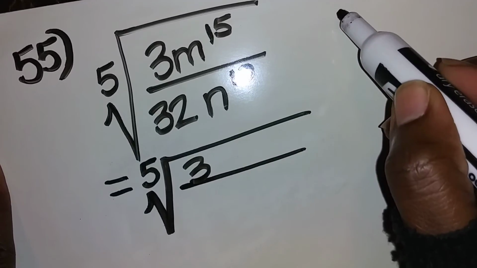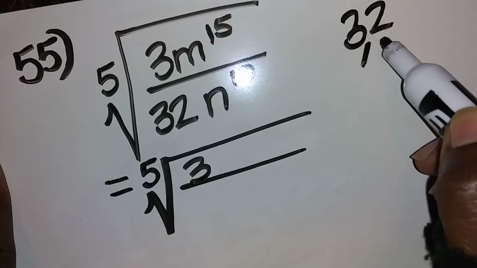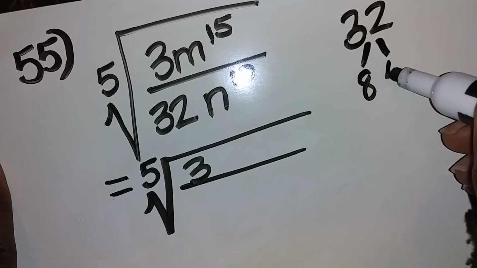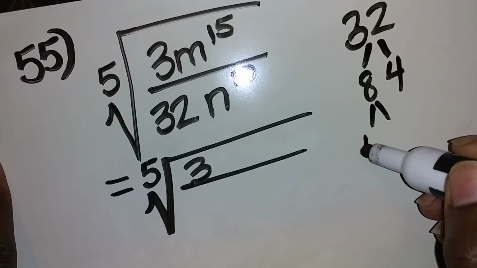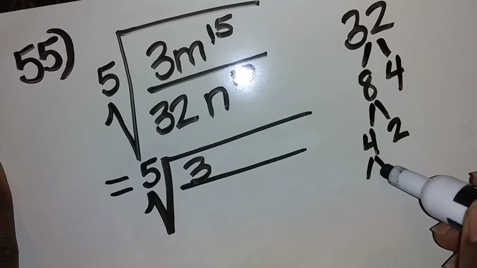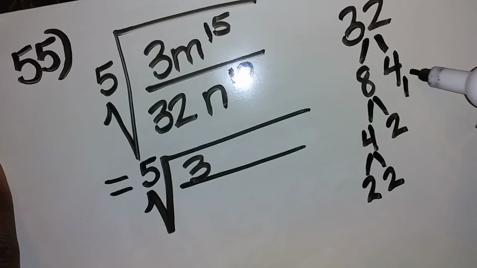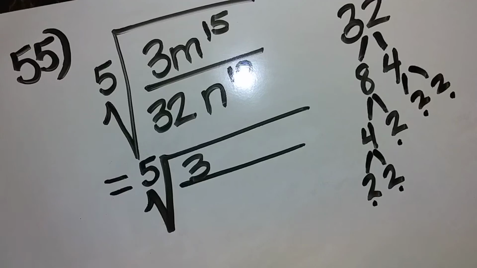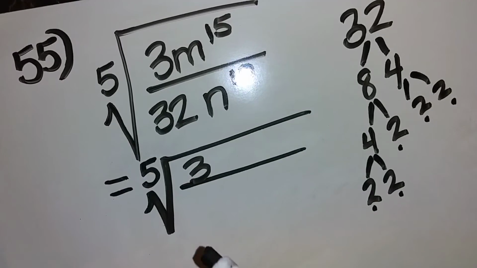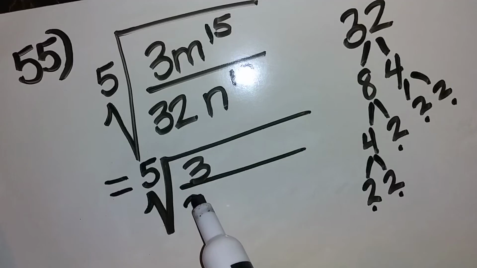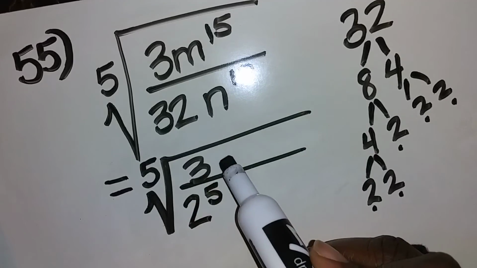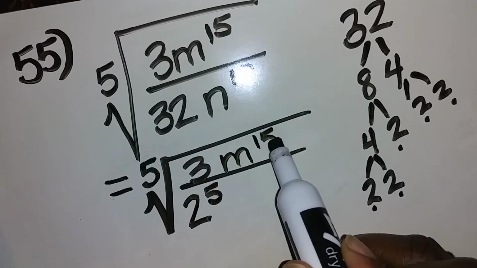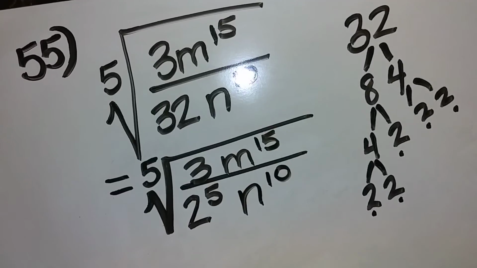Okay, so let's just practice our factor tree. I know that 8 times 4 is 32. 4 times 2 is 8. 2 times 2 is 4. 2 times 2 is 4. So I see 1, 2, 3, 4, 5 twos. So 5 twos get me back to 32. So in my denominator, I'm going to write 2 to the 5th power, and then bring down my m to the 15th power and my n to the 10th power. All I'm doing is dividing, so keep it very simple.